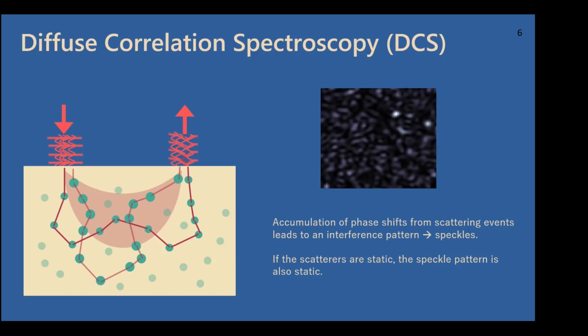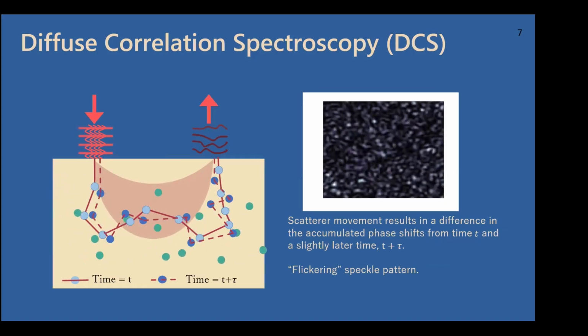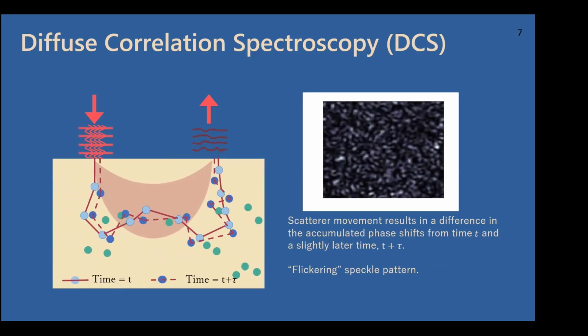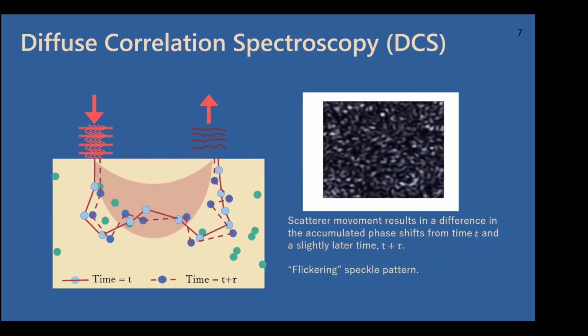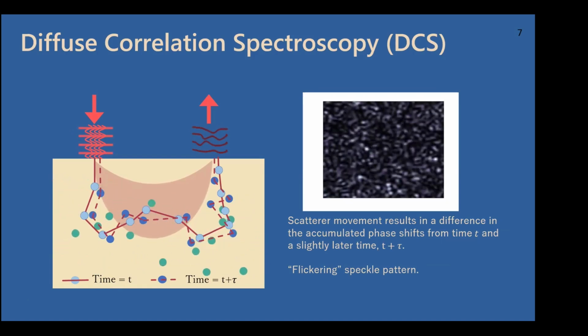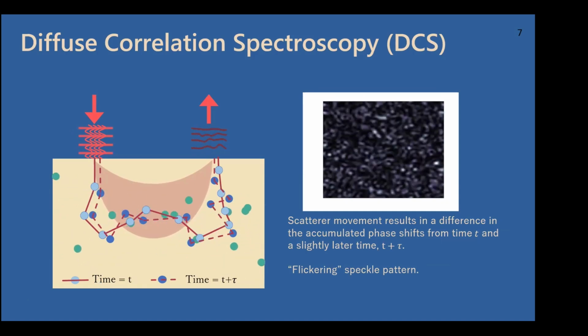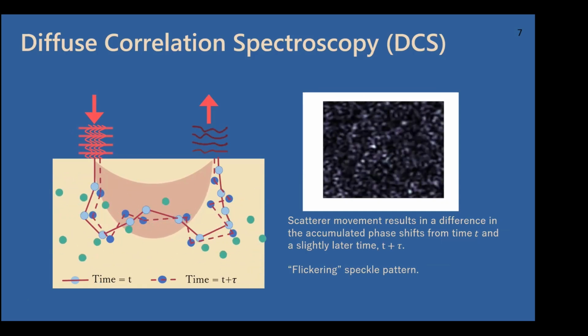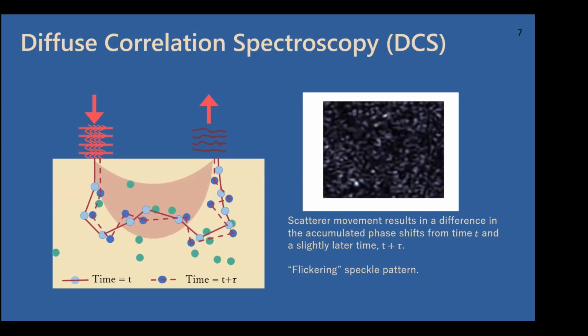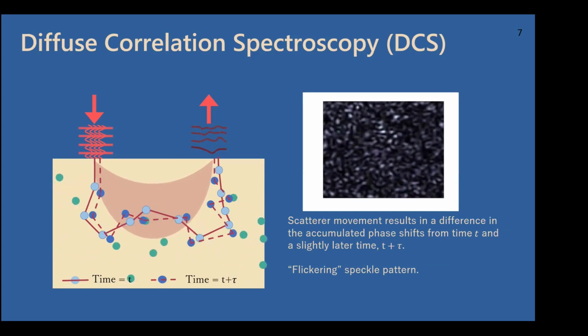I'm sure all of you are aware that that interference pattern is called a speckle pattern. If the scatterers are static, then the speckle pattern is also going to be static. However, if the scatterers are moving, that's going to result in a difference in the accumulated phase shifts from a time t to a slightly later time t plus a delay time tau. And what we see then is a flickering of the speckle pattern, so that it seems like the speckles are moving.